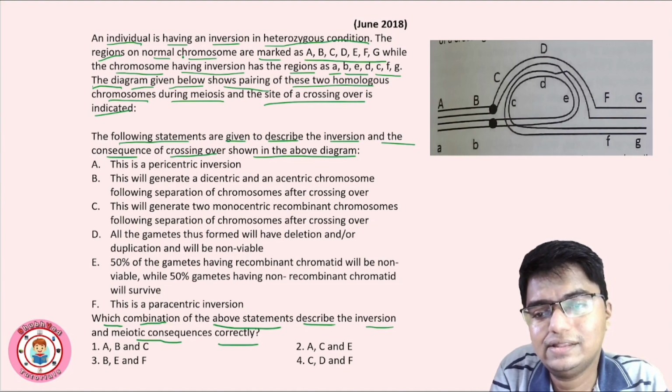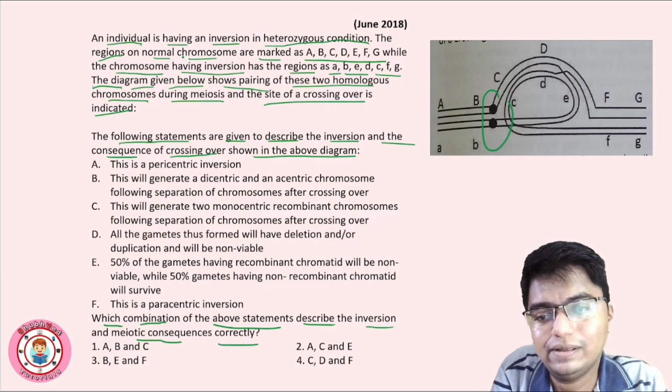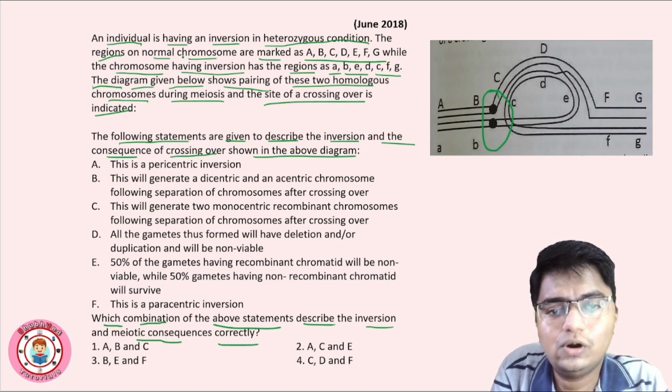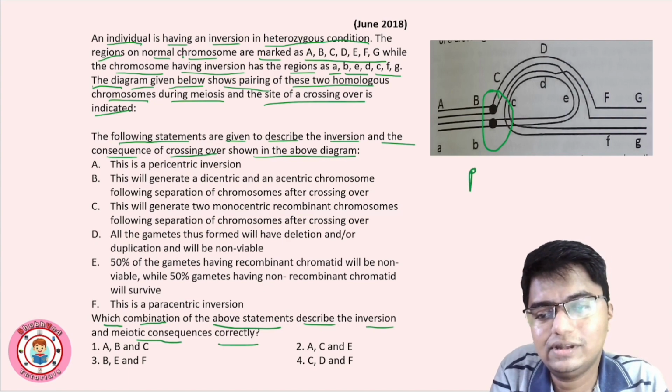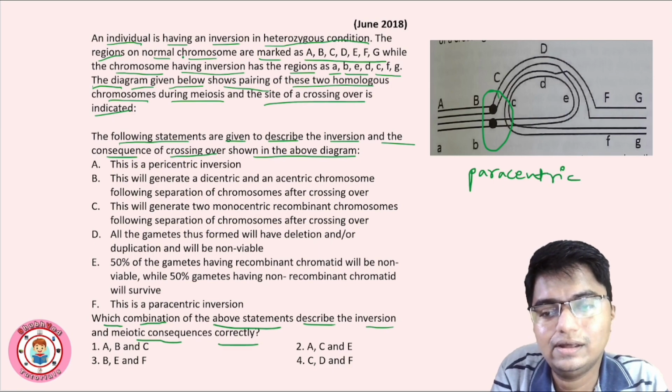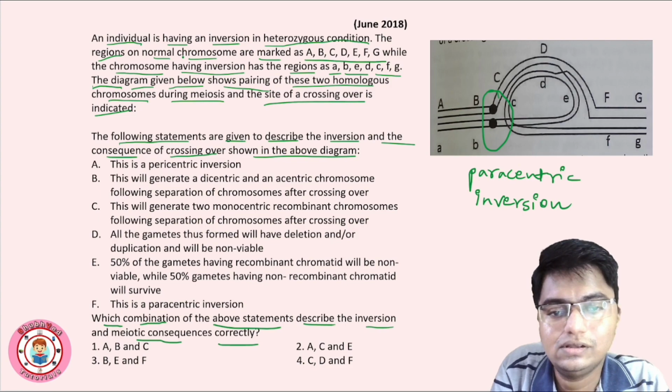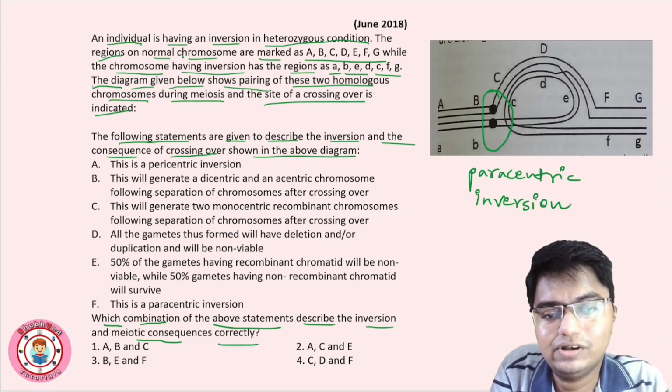तो यहाँ पे सेंट्रोमियर बाहर है, okay, not in the inversion loop. This is a case of paracentric. Okay, centromeres are out of the inversion loop. Paracentric inversion. So let's see the first statement. This is a pericentric inversion. No, A will be cancelled.